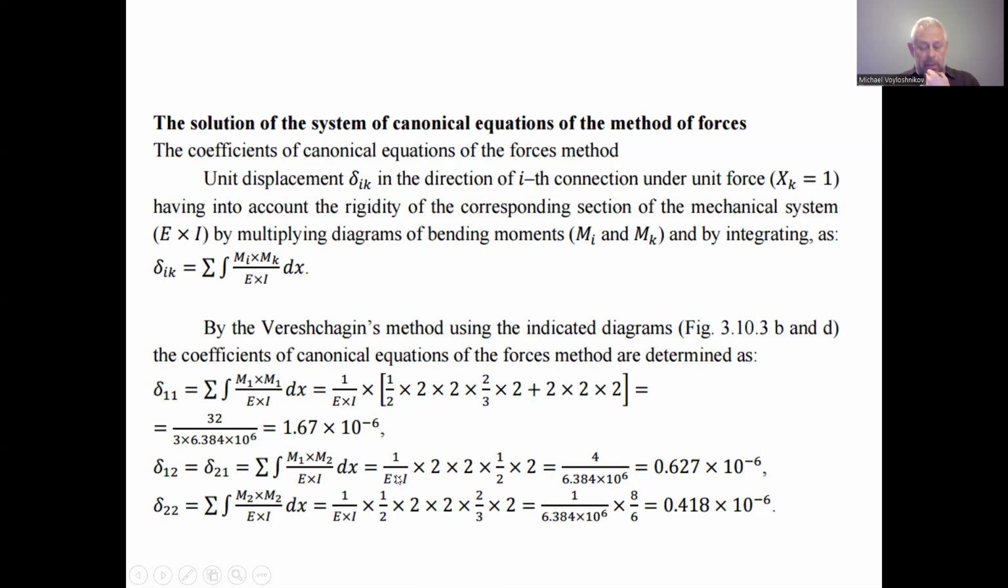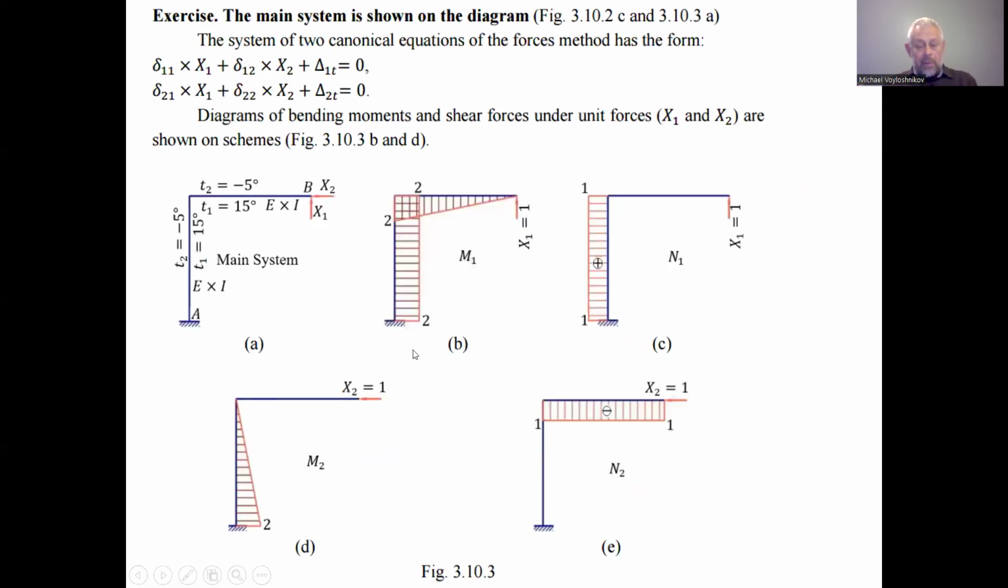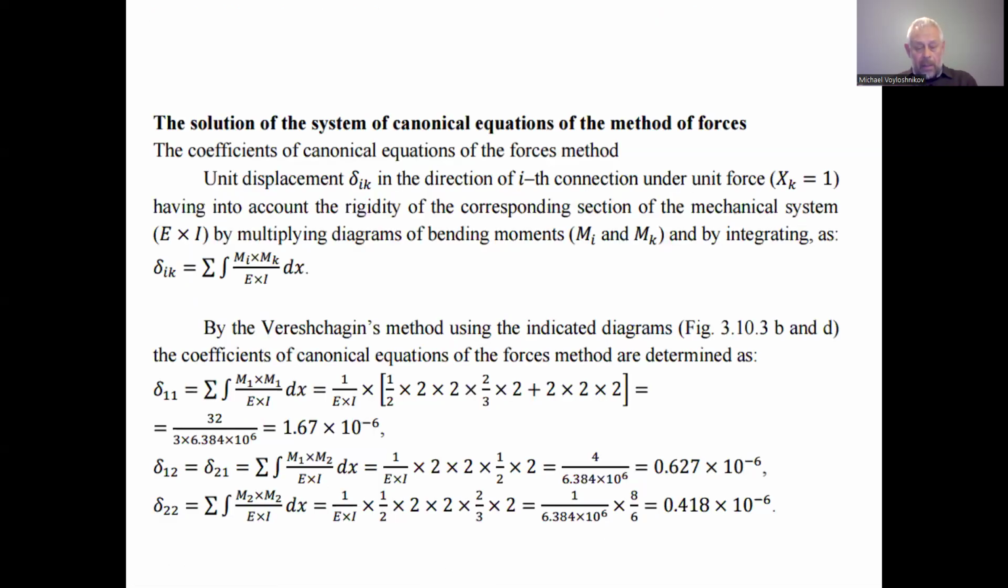So to find it, we first consider the factor, the fraction 1 divided by the characteristic of the rigidity of the vertical part of the mechanical system, product by the area of the diagram. The diagram is this one rectangular diagram, 2 by 2, and in the middle of the diagram we can find the ordinate of the second diagram, and the magnitude of this ordinate is 1. So we have 2 by 2, and by 2, 1/2 is 1.